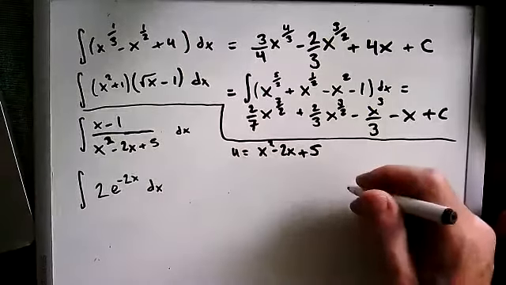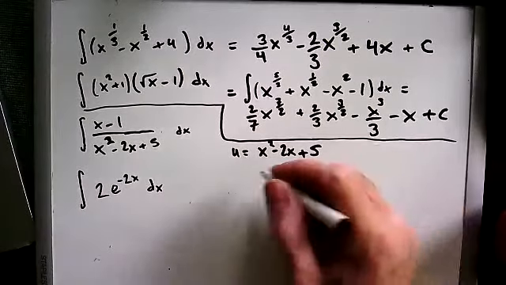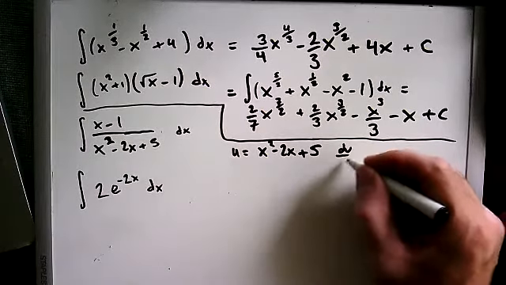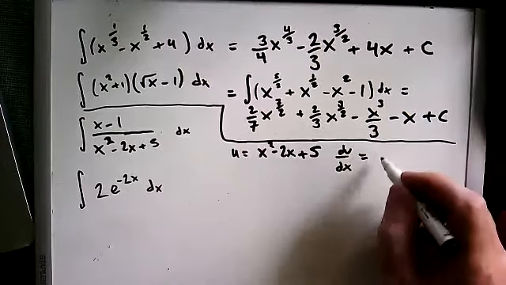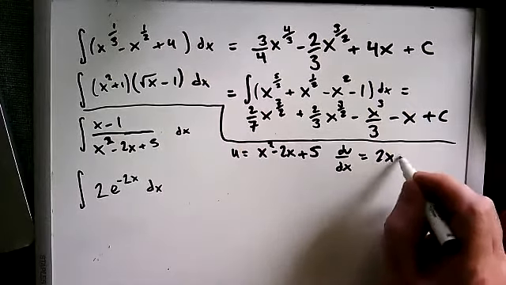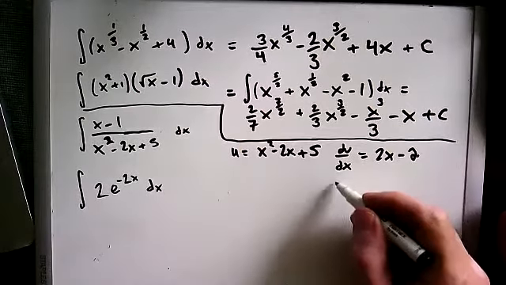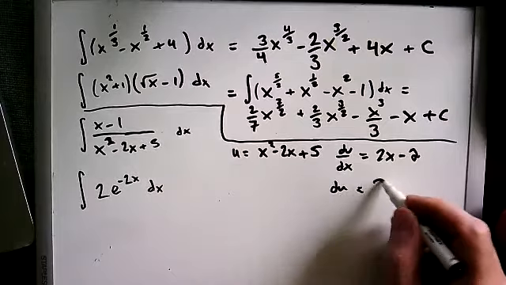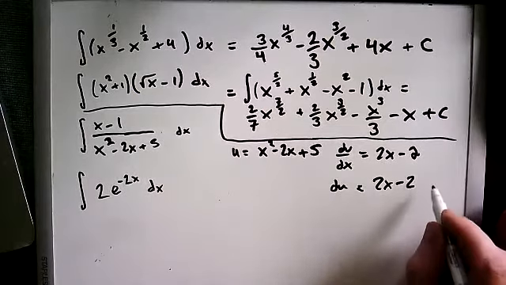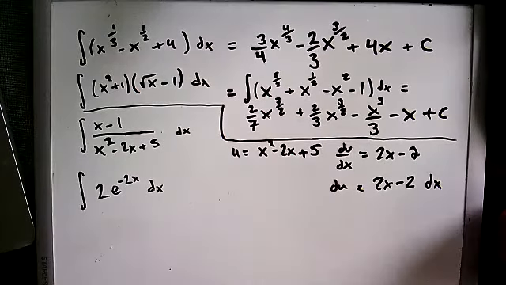So if we let u equal x squared minus 2x plus 5, that means that du dx is 2x minus 2. Or equivalently, du is 2x minus 2 times dx. Okay, so let's see what we have here. So then we would have a u in the denominator. We have an x minus 1 in the numerator.